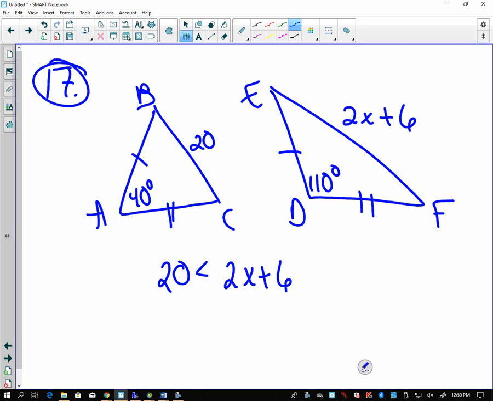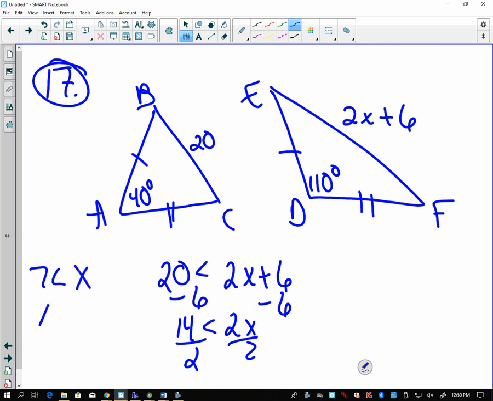So now can I write and finish the inequality up, by doing what? Subtract 6 on both sides. So I have 14 is less than 2x. Divide by 2. So 7 is less than x, but that's not really how I want to write that, right? We're going to write x is greater than 7, correct? And that's what we're looking for.